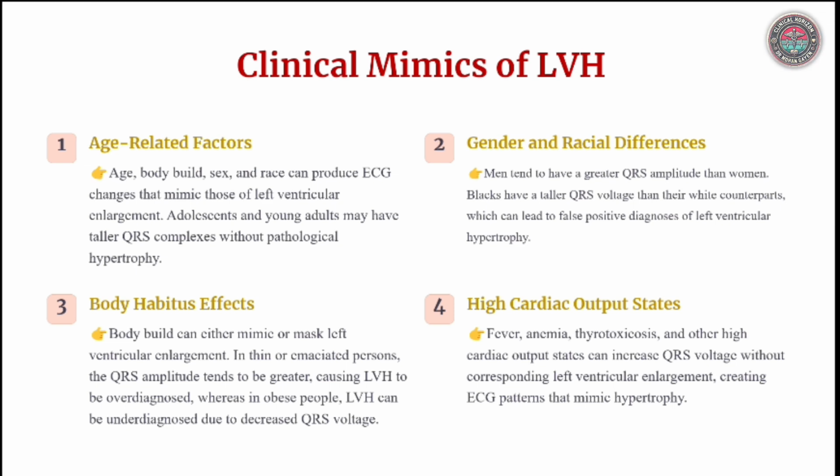Body habitus influences ECG interpretation. Thin individuals often have exaggerated voltages, while obesity can attenuate QRS amplitude. High cardiac output states, such as anemia and thyrotoxicosis, also produce LVH-like changes without true hypertrophy. Differentiating these mimics prevents misdiagnosis.